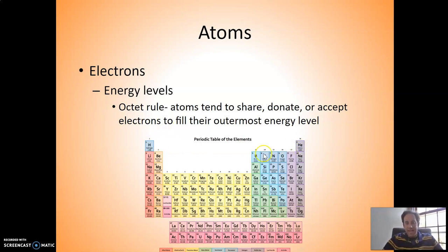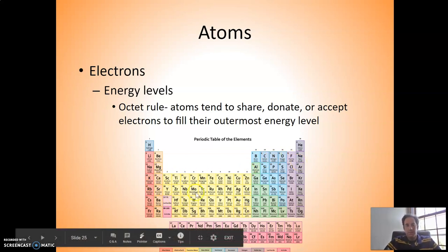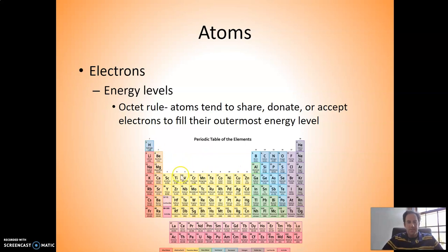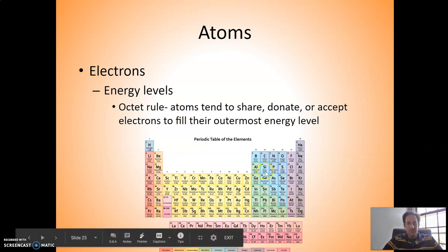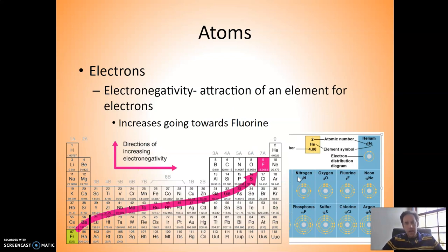So it's called the octet rule because for most of these horizontal rows, that's 1, 2, 3, 4, 5, 6, 7, 8. We kind of ignore these middle ones because they do weird things that we won't worry about. So if you ignore those middle ones, these 2 plus these 6 add up to 8, hence octet. So we'll get back to that octet rule soon enough.